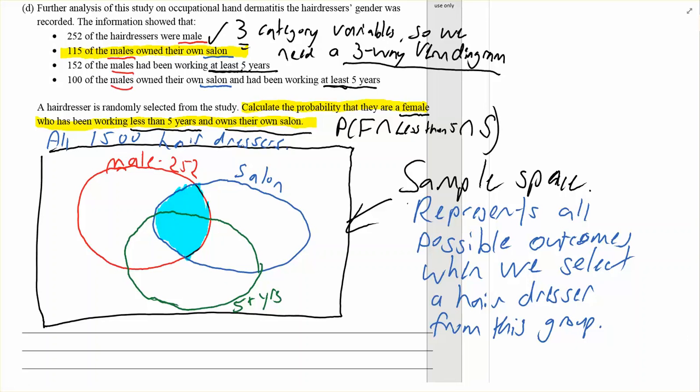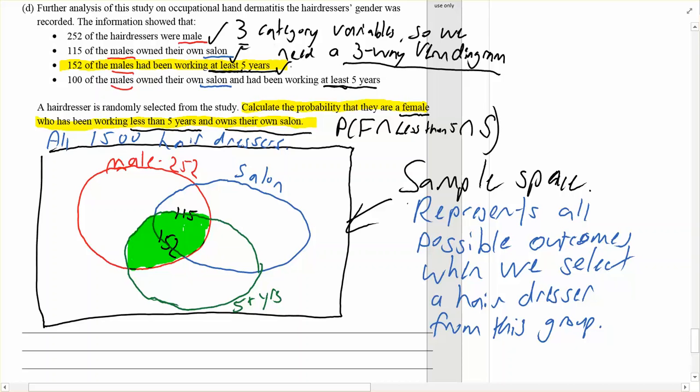Now, we don't know which part is in the green circle and which part's in the blue circle, so I'm just going to put 115 here and just going to pencil it in, and I'll split it up later. Okay, next. So I can tick that one down. So I'm up to the third bullet point. So 152 of the males had been working at least 5 years. So that's the whole bit I've highlighted green. Because anything that's in the male circle and the 5+ years circle is included. So 152, I'm just going to put on the border there and sort of pencil it in, and we'll work out how it's split up later.